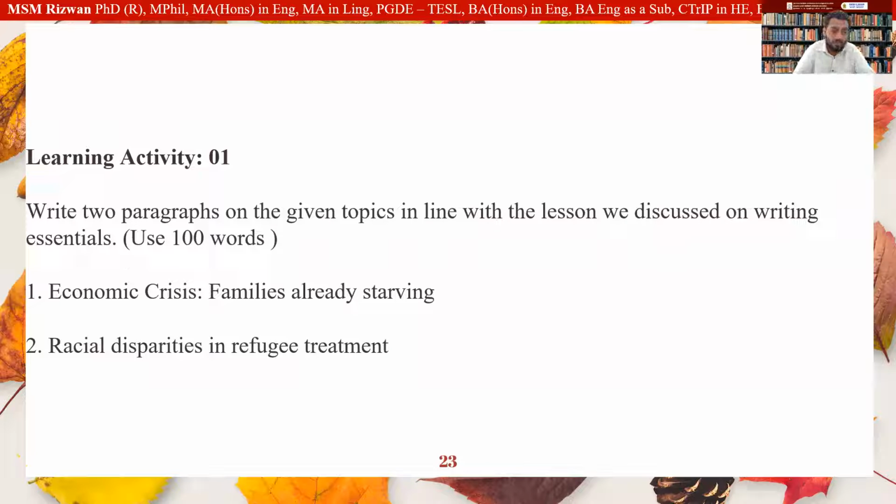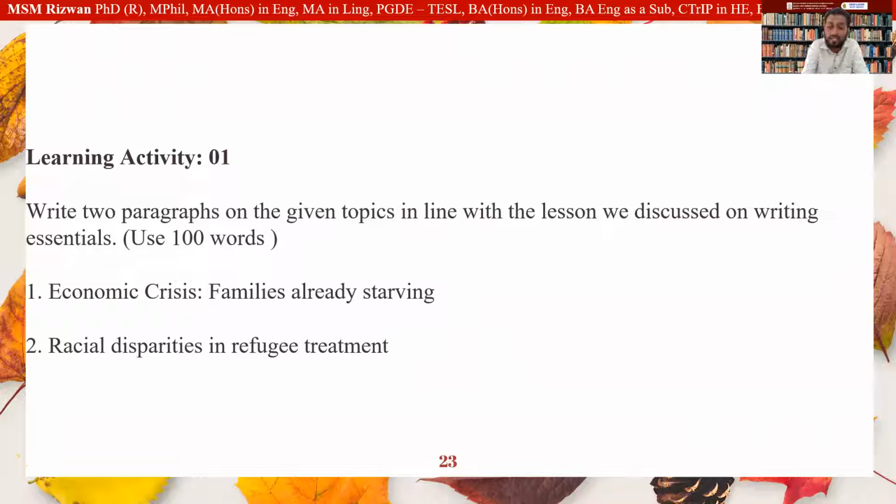And you can look at the second topic, racial disparities in refugee treatment. If you find any word new to you, please refer to the dictionary and get to know the meaning in your mother tongue, and you can start writing the paragraphs for the given 2 topics. So, dear students, now we have come to the end of the sessions.